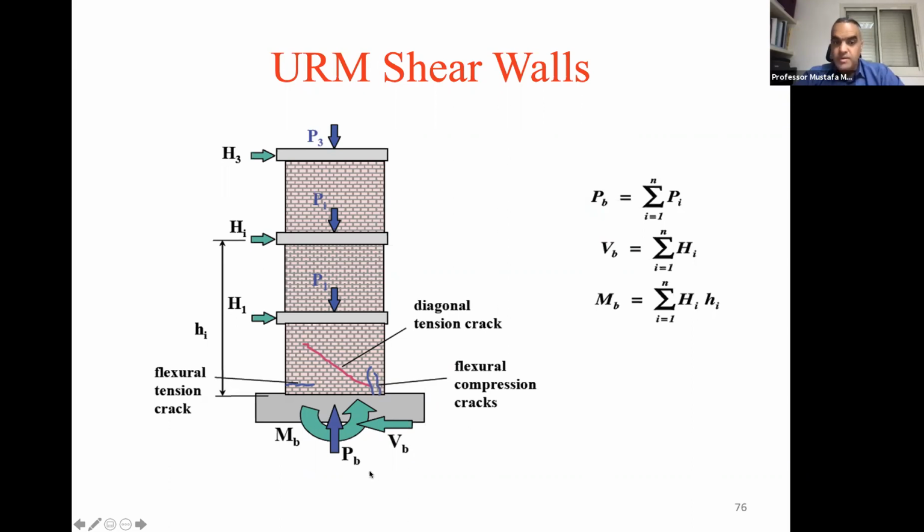This is due to the overturning moment, from H1 times capital H times small h, that gives us the moment. And then we have the flexural tension cracks. That's also due to the moment from the other side of the wall. So the total axial load is the summation of the axial loads from all the stories. The total shear is the summation of the horizontal forces from all the stories, and the overturning moment M is the summation of capital H sub i multiplied by small h sub i.